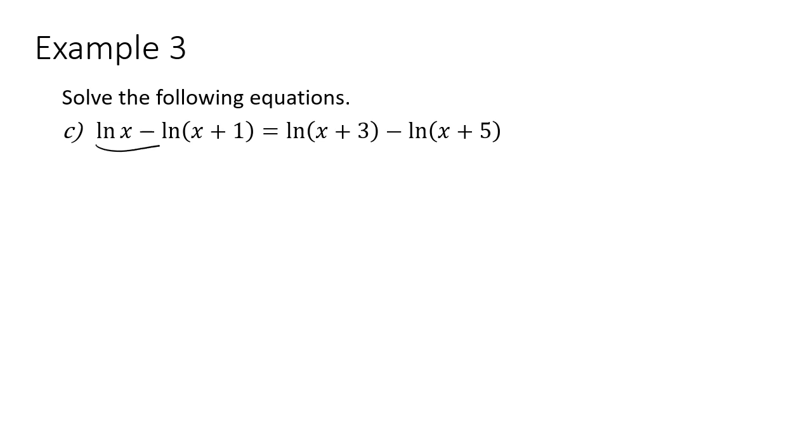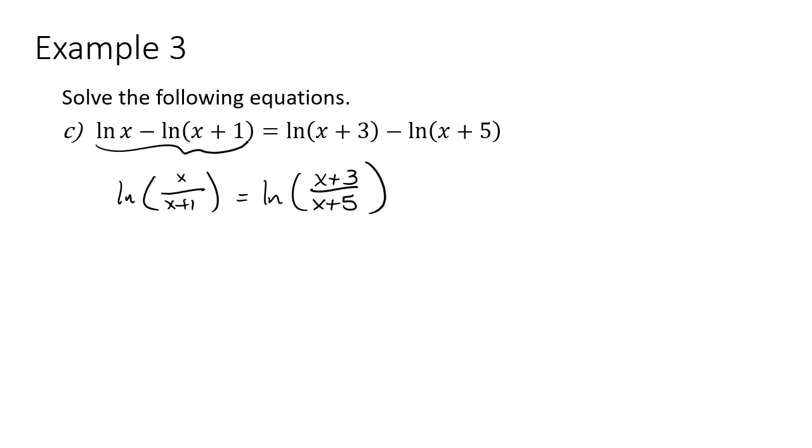Like always, the first step is to get a single log on both sides of each equation. So this would be natural log of x divided by x plus 1 is equal to natural log of x plus 3 divided by x plus 5. Now we have a single natural log on both sides of the equation, so we can set the stuff inside equal to each other and start solving for x.